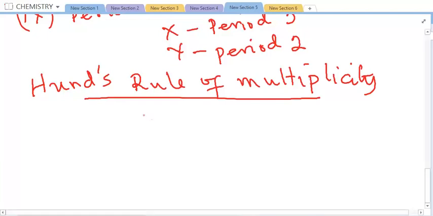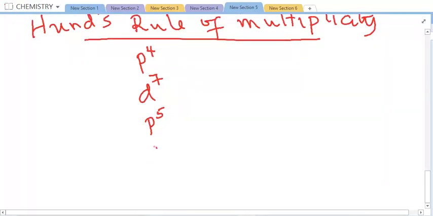Let me explain it with this example. If you have a p orbital, it has 4 electrons. You have a d orbital, it has 7 electrons. You have another p orbital, it has 5 electrons. Now, you have an s orbital, it has 2 electrons. Let us now see how Hund's rule of multiplicity is explained.